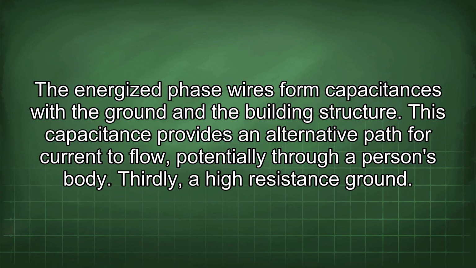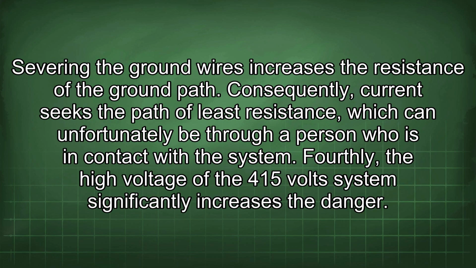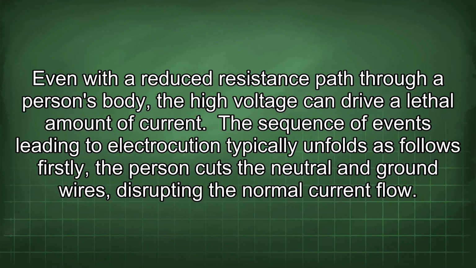Thirdly, a high resistance ground. Severing the ground wires increases the resistance of the ground path. Consequently, current seeks the path of least resistance, which can unfortunately be through a person who is in contact with the system. Fourthly, the high voltage of the 415-volt system significantly increases the danger. Even with a reduced resistance path through a person's body, the high voltage can drive a lethal amount of current.